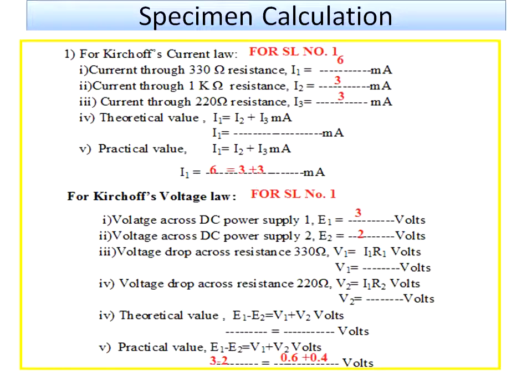Similarly, you go for KVL verification. Again you write which value you are taking, serial number 1. Voltage of DC power supply E1 is 3 volts that we kept. Voltage of DC power supply E2 is 2 volts. The voltage readings across 330 ohms and 220 ohms are 0.6 volts and 0.4 volts. Therefore, again verification of practical values: E1 minus E2 equals V1 plus V2.